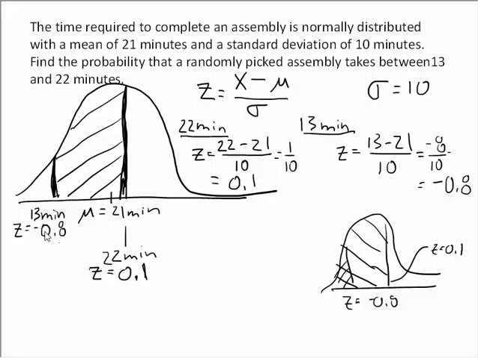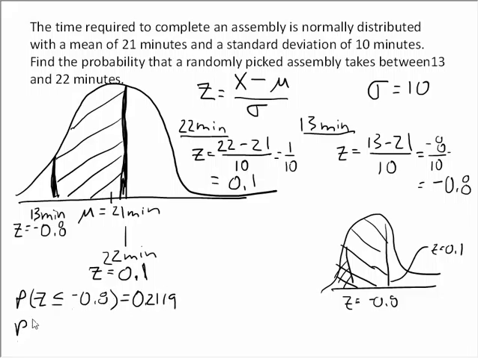So let's look up these probabilities. The probability of z being less than or equal to negative 0.8. I'm just looking up negative 0.8 in my table. And what do I find? I find 0.2119.